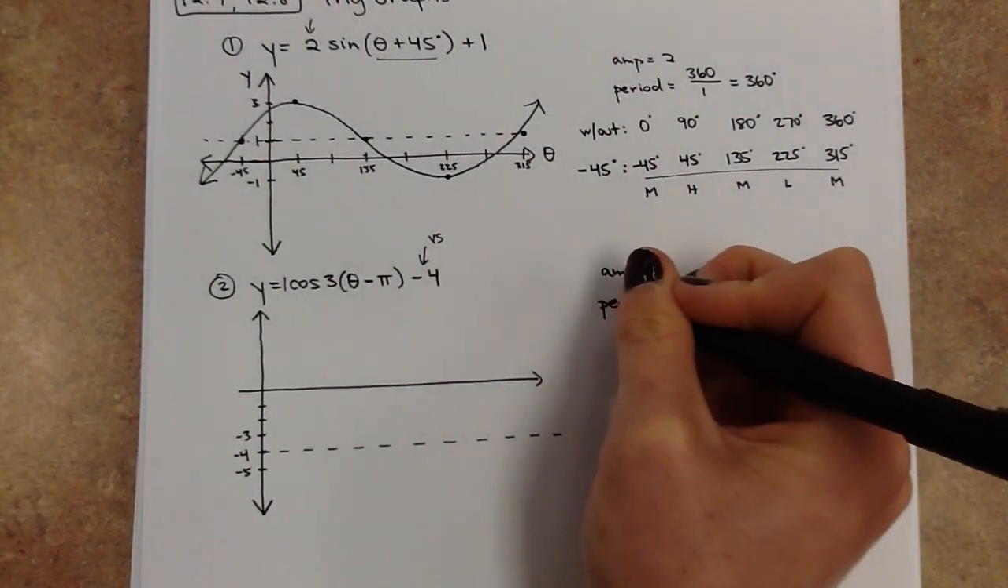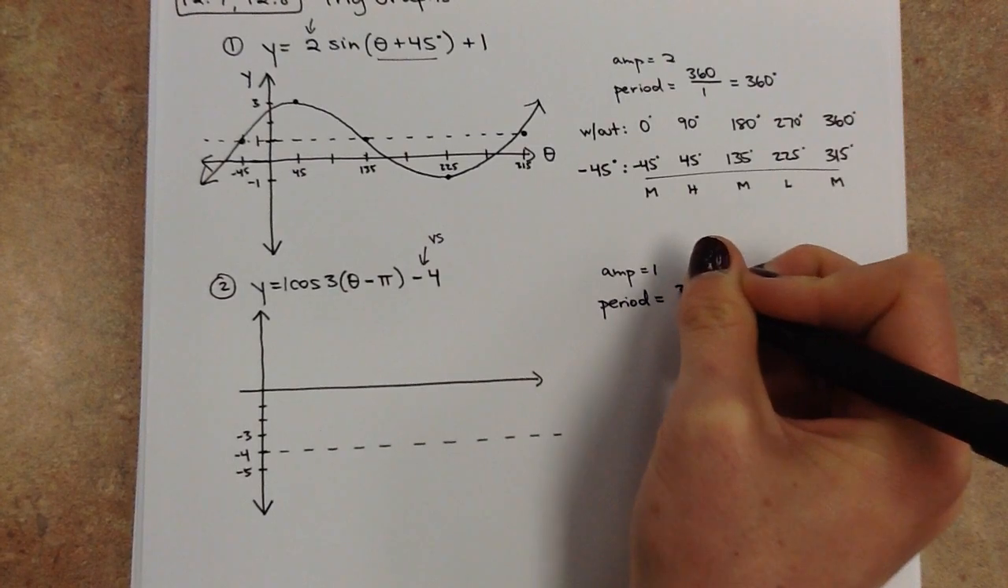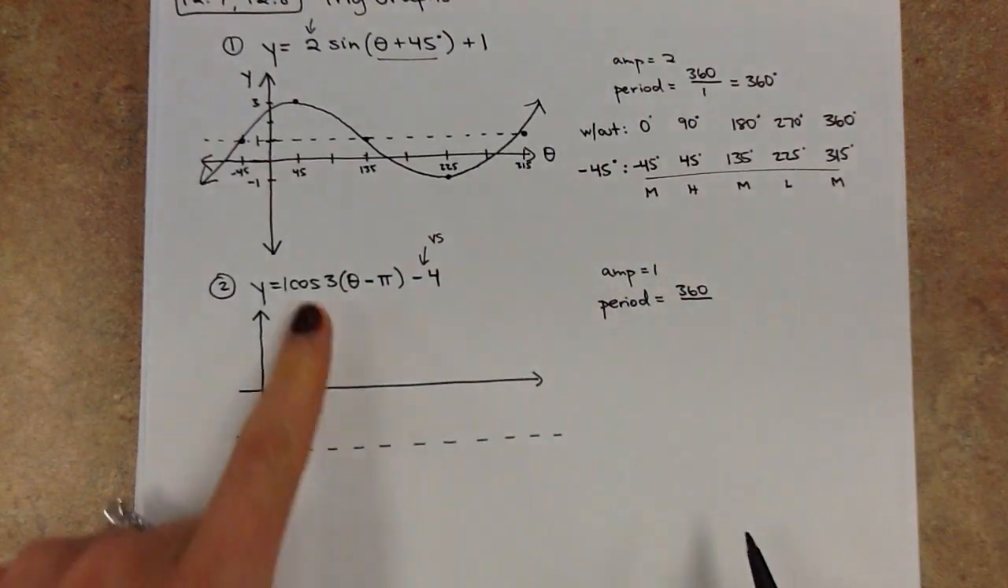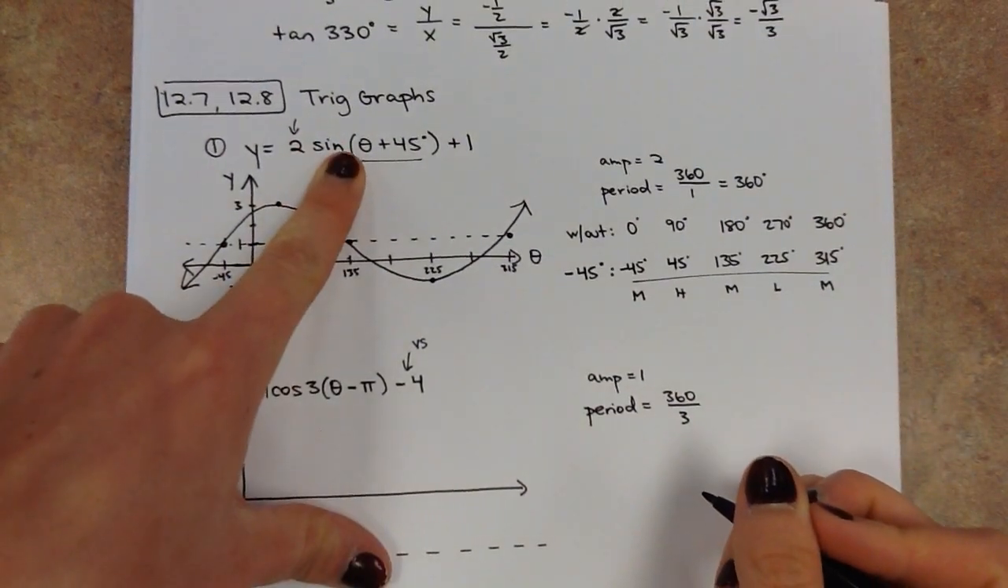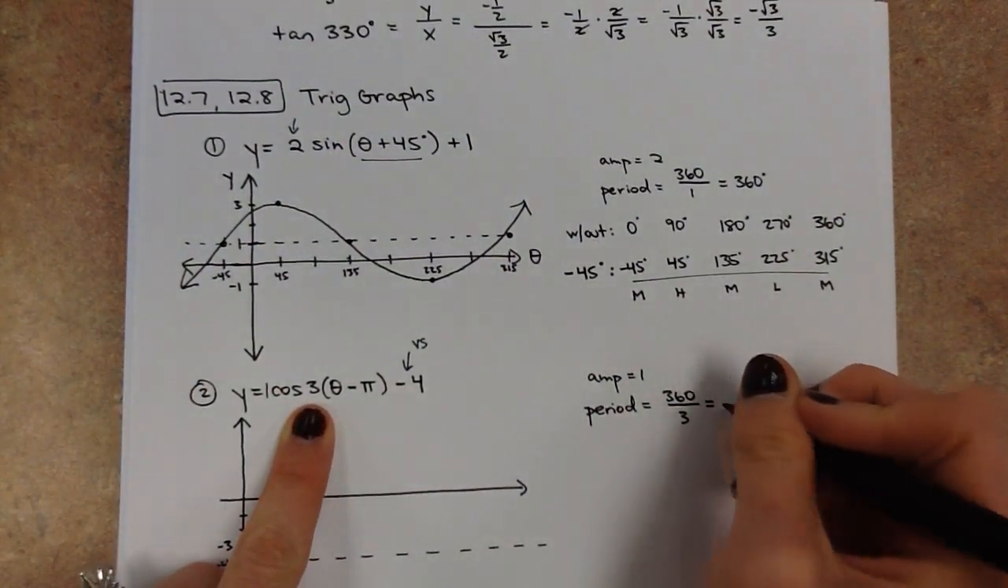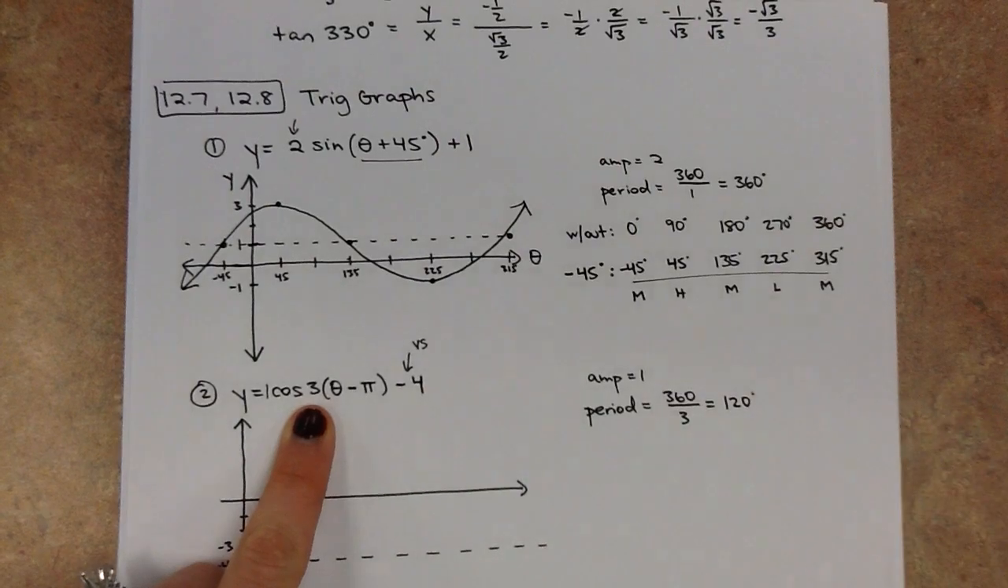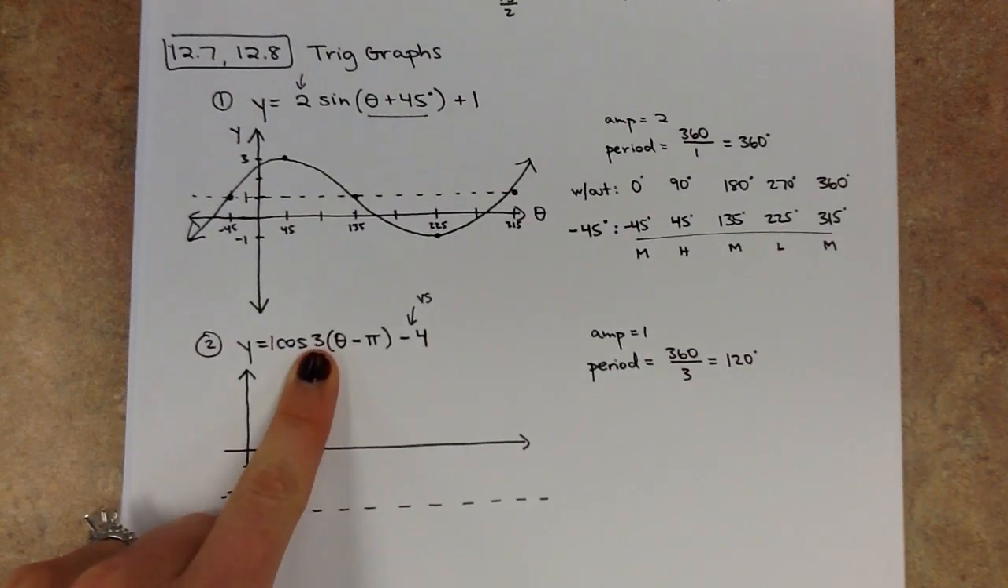For the period, for cosine and sine, I start with 360 degrees and then divide it by whatever is in front of the theta right here. So like here, there wasn't anything, but here there's a 3. And 360 divided by 3 is 120. So remember, this number means if you graphed 360 degrees, you would see 3 full cycles. But if we only want to see 1 full cycle, we just graph 120 degrees.